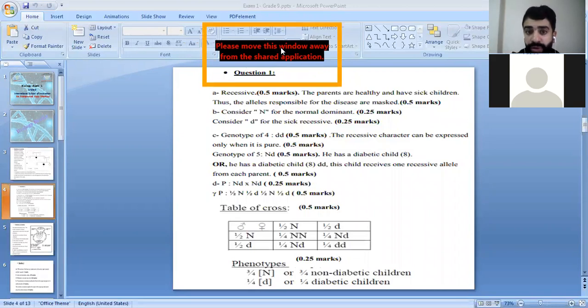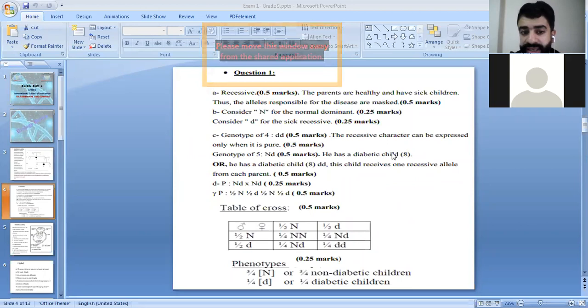Genotype of 4, it's D small, D small. This is half of the mark, 0.5 marks. The recessive allele or the recessive character can be expressed only in the case of homozygous or pure. So this is half. You have to say both of them to get the full mark, which is 1. Genotype of 5 and 6: since it has a diabetic child, a dd.